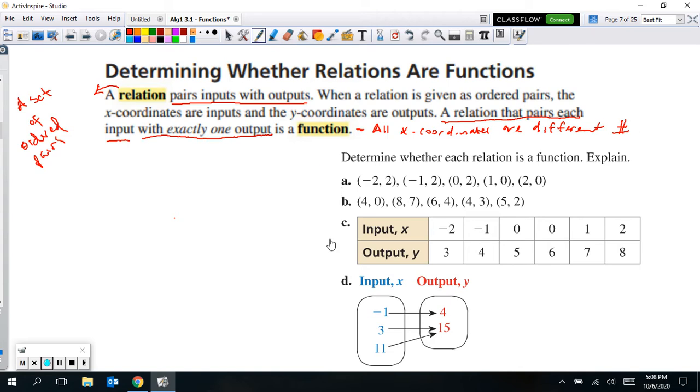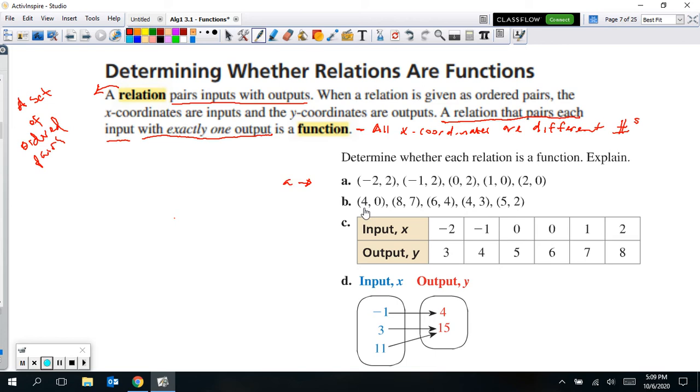So as we look through A through D, we can see which ones are going to be a function. They're all relations because they're all sets of ordered pairs, pairing inputs and outputs. But let's look at A. Are all the x coordinates different numbers? We see x coordinates -2, -1, 0, 1, and 2. They're all different numbers, so letter A is a function. A sure is. That's a function.